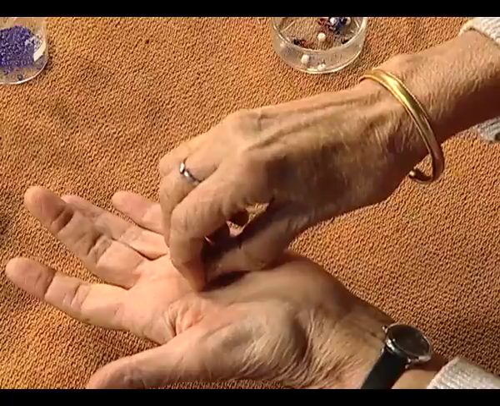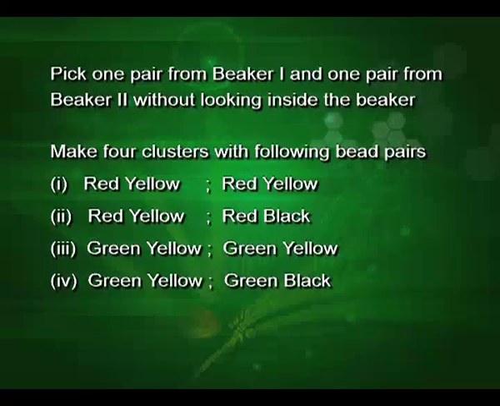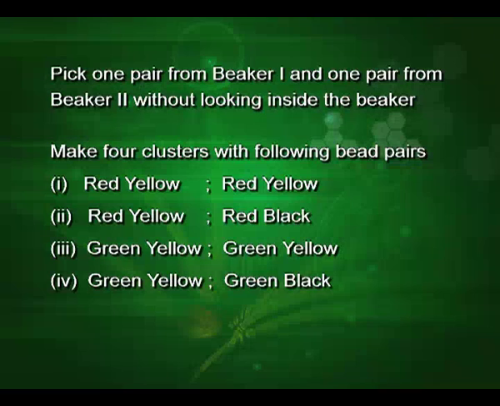Now how do you have to cluster them? You will cluster them red and yellow, then red and yellow and red and black. Why am I saying 2 colors? Because you have 2 beads in every pair. So red yellow and red yellow, if it comes together you will put in one cluster. Red yellow with red black, the other one, then put in another cluster.